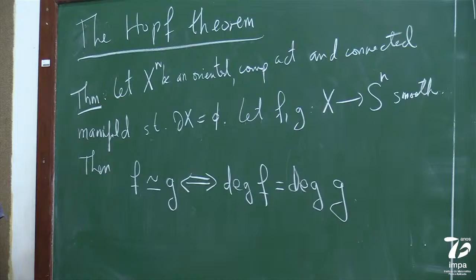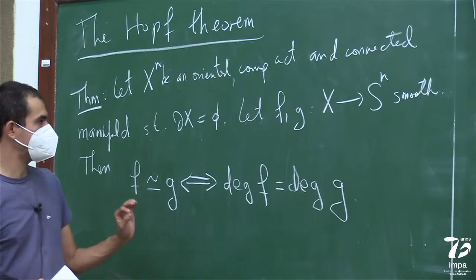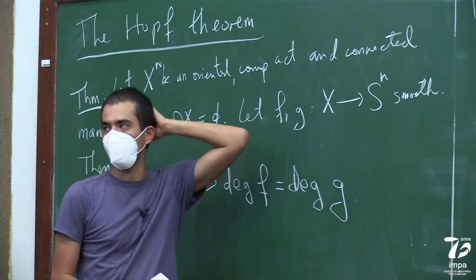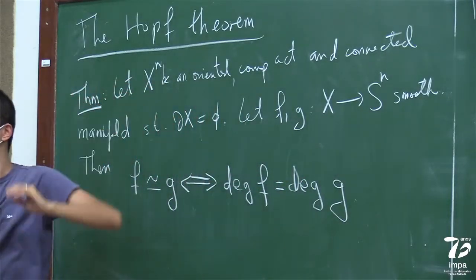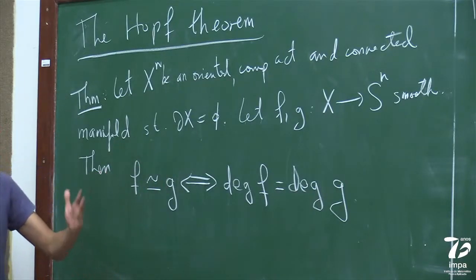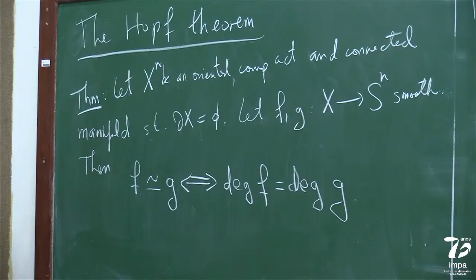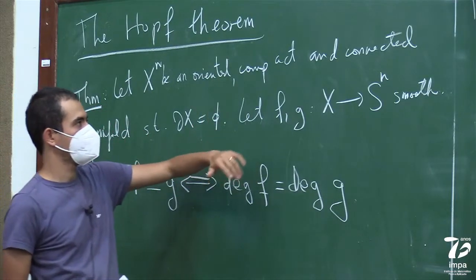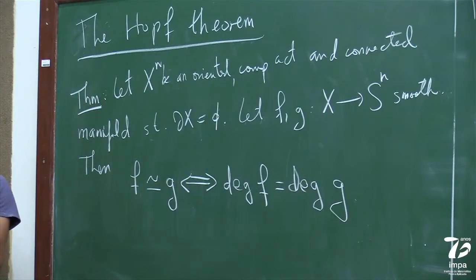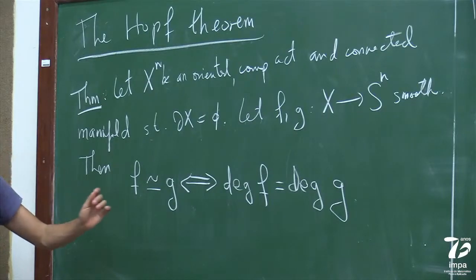Okay? So, as I just said, it's very important that the target is a sphere. And it's going to be pretty obvious from the proof. I mean, the proof is very constructive. So you really need to be on the sphere. But the domain can be any manifold as long as it's compact, connected, and oriented. I mean, it needs to be oriented and compact for the degrees to be defined. And the key point is that it also needs to be connected for this result to hold.